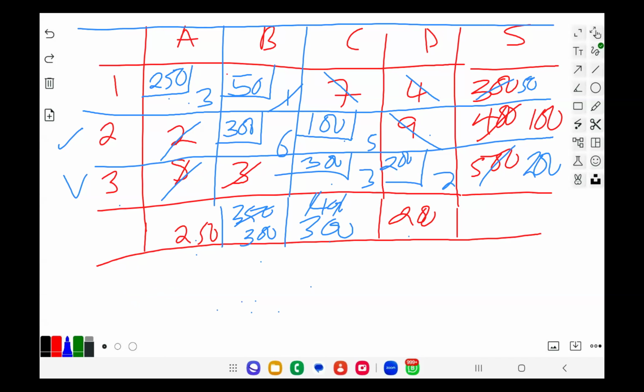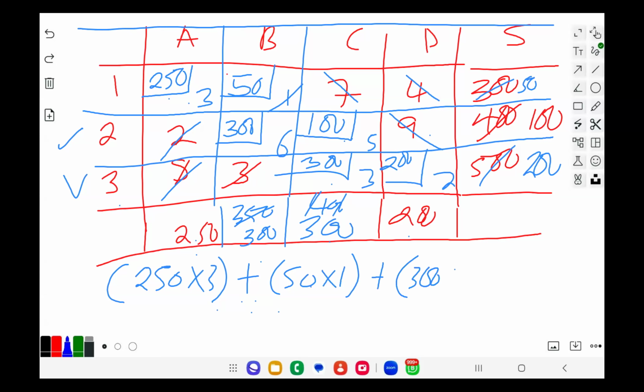Okay. So the optimal cost in this case for the initial basic solution shall be the multiplication of these allocated cells. So for example, the first one will be 250 times 3. You've seen the way the numbers work now. The next one will be 50 times 1. The next one will be 300 times what? 6.